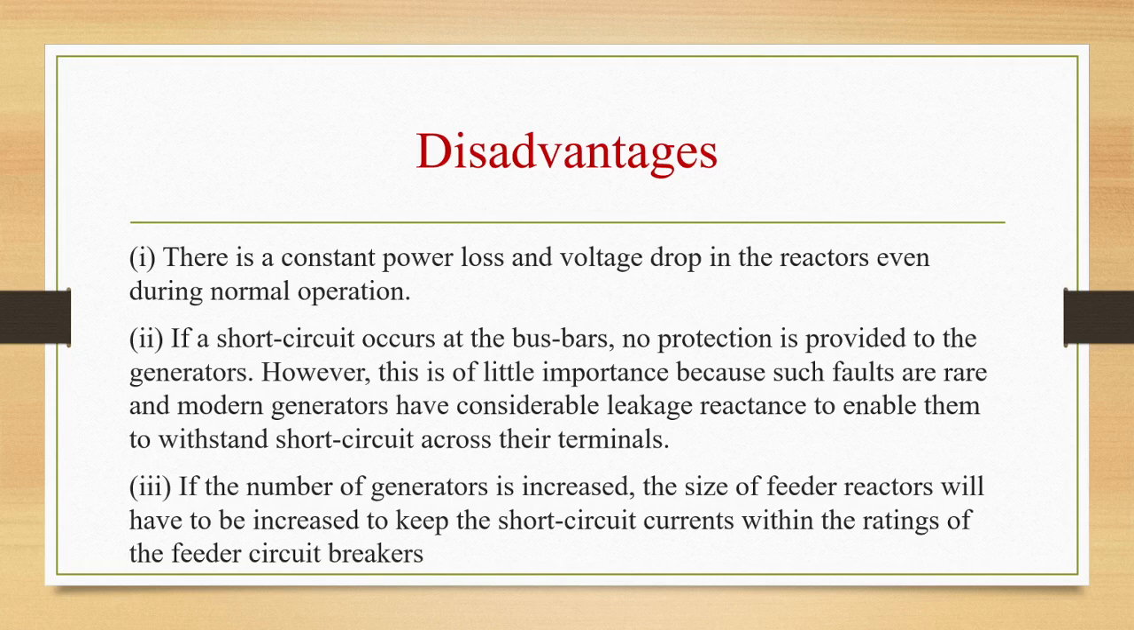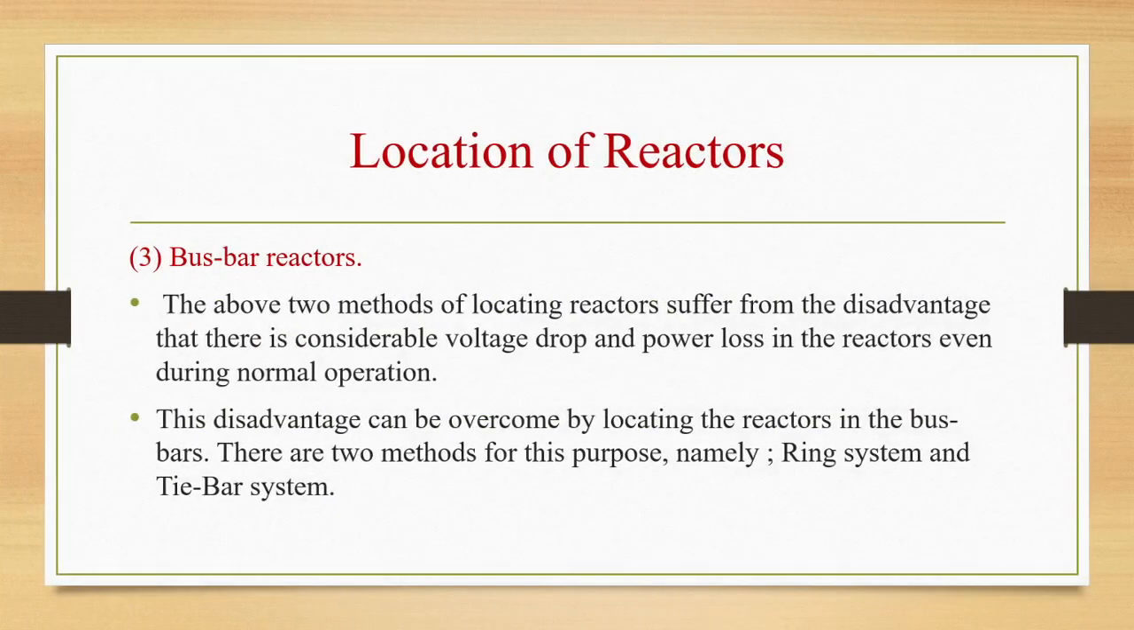So these type of reactors are rarely used here, because if a short circuit occurs at any bus bars, protection will not be provided to the generators. So this is of little importance because such faults are rare and modern generators have considerable leakage reactance to enable them to withstand short circuit across their terminals. Third one, if the number of generators is increased, the size of feeder reactors will have to be increased to keep the short circuit currents within the ratings of the feeder circuit breakers.